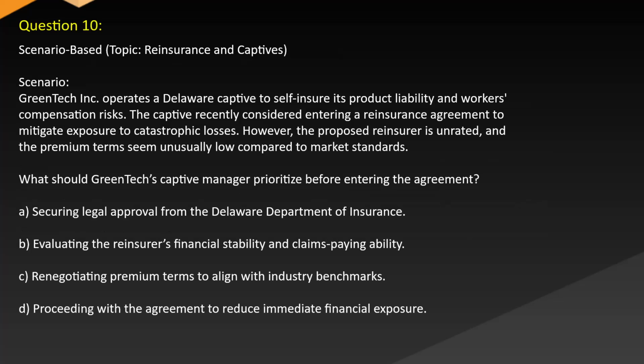Question 10. Scenario-based. Topic: reinsurance and captives. Scenario: GreenTech Inc. operates a Delaware captive to self-insure its product liability and workers' compensation risks. The captive recently considered entering a reinsurance agreement to mitigate exposure to catastrophic losses. However, the proposed reinsurer is unrated and the premium terms seem unusually low compared to market standards. What should GreenTech's captive manager prioritize before entering the agreement?